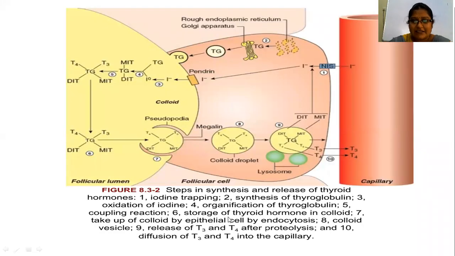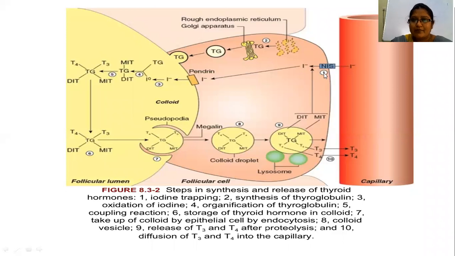We'll discuss the steps in synthesis and release of thyroid hormones now. NIS is the sodium iodide symporter. First is the ingestion of iodide. What are the sources of iodide? Sea fish, milk, bread. Then iodine trapping occurs, and this is inhibited by thiocyanates and perchlorate.